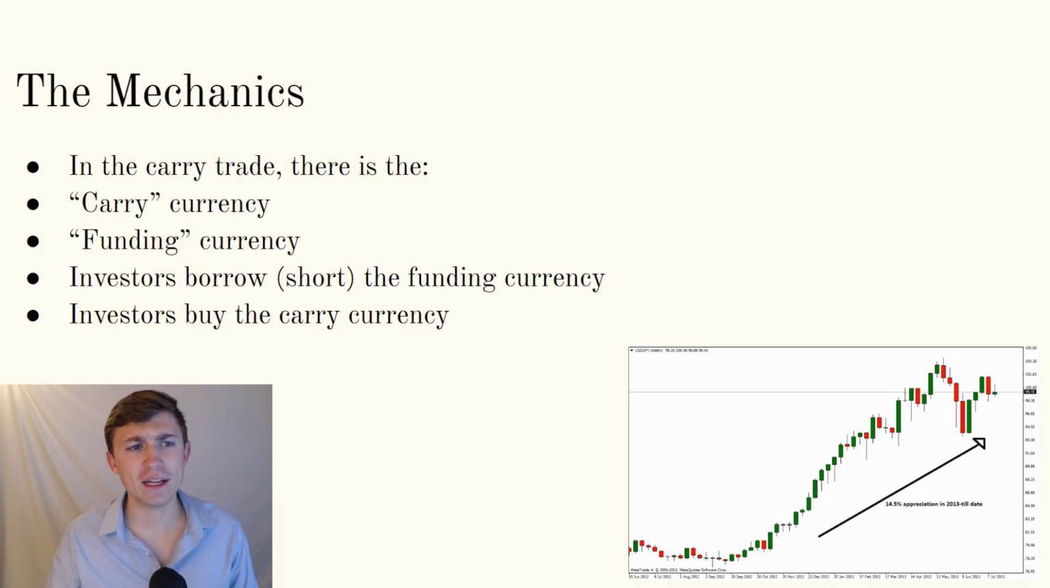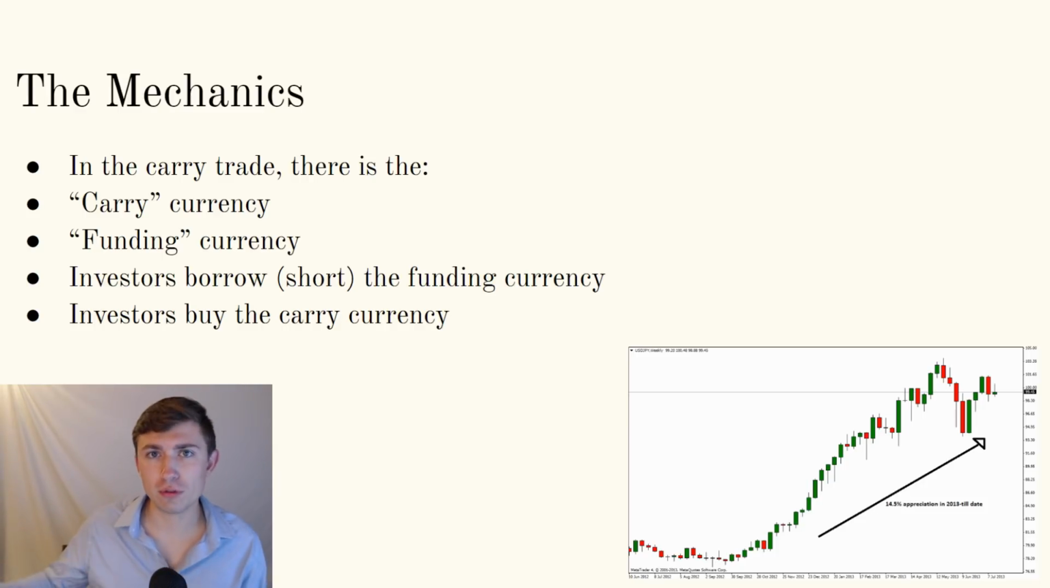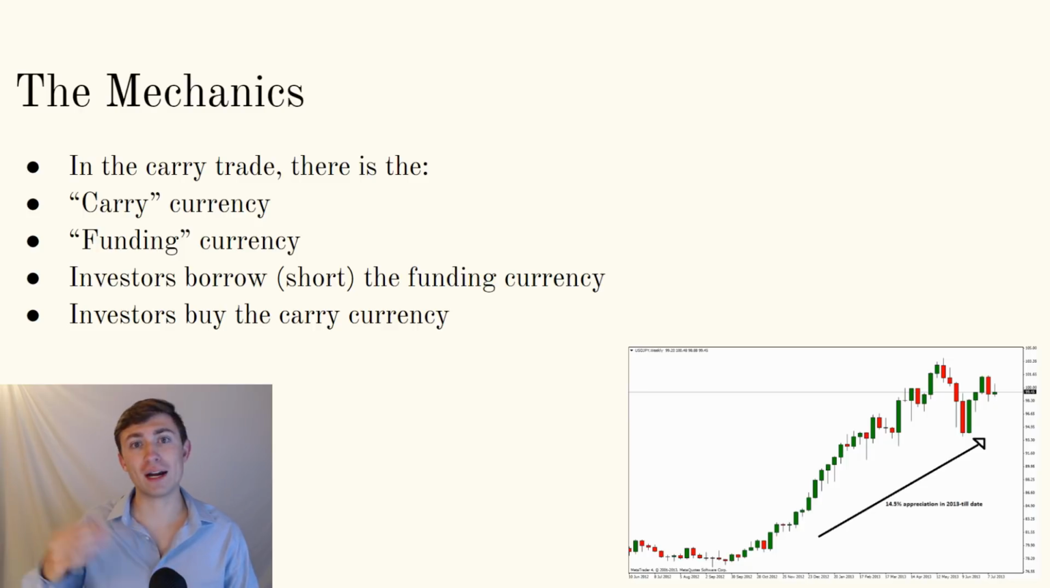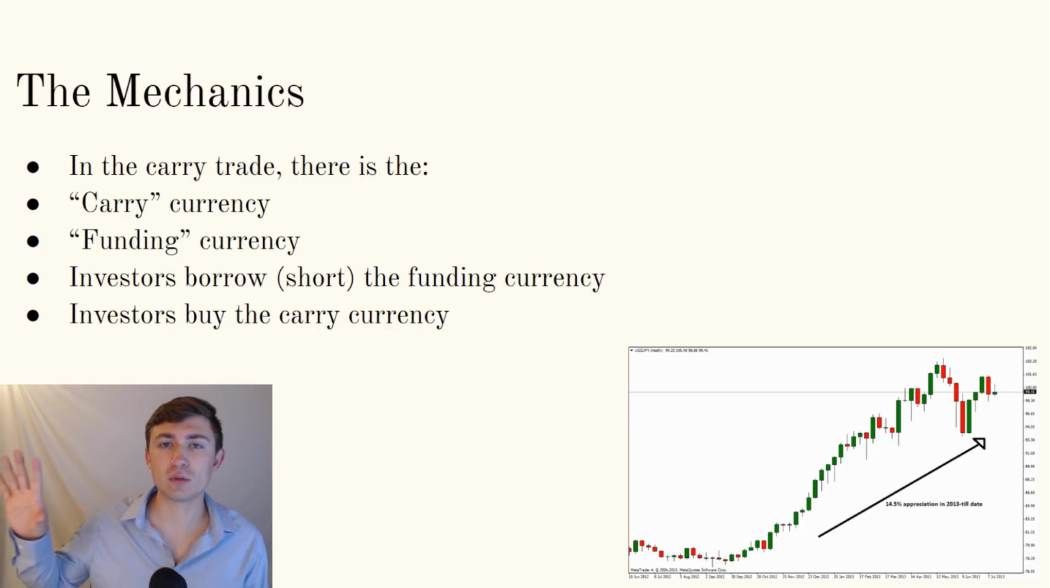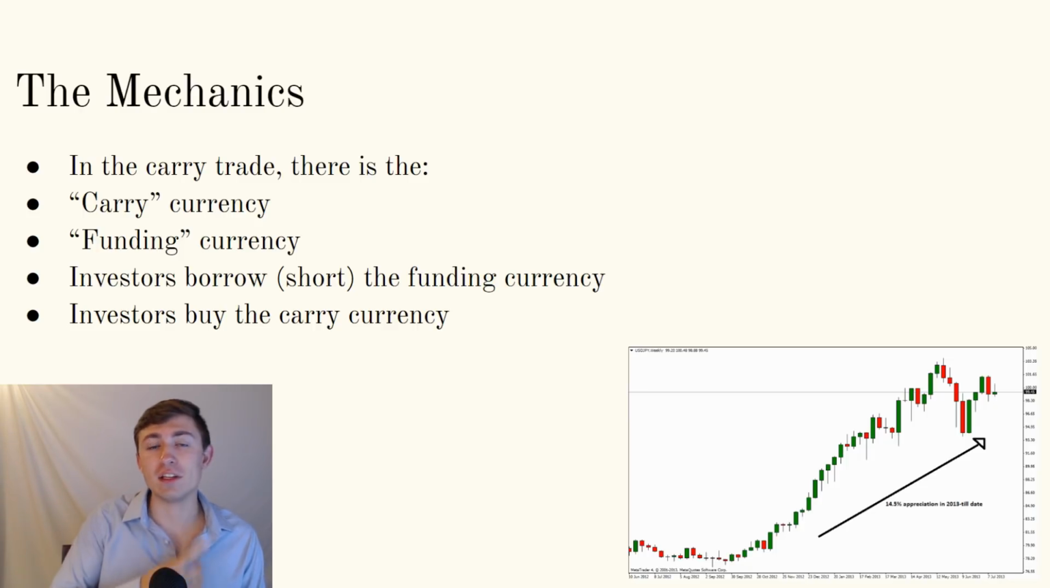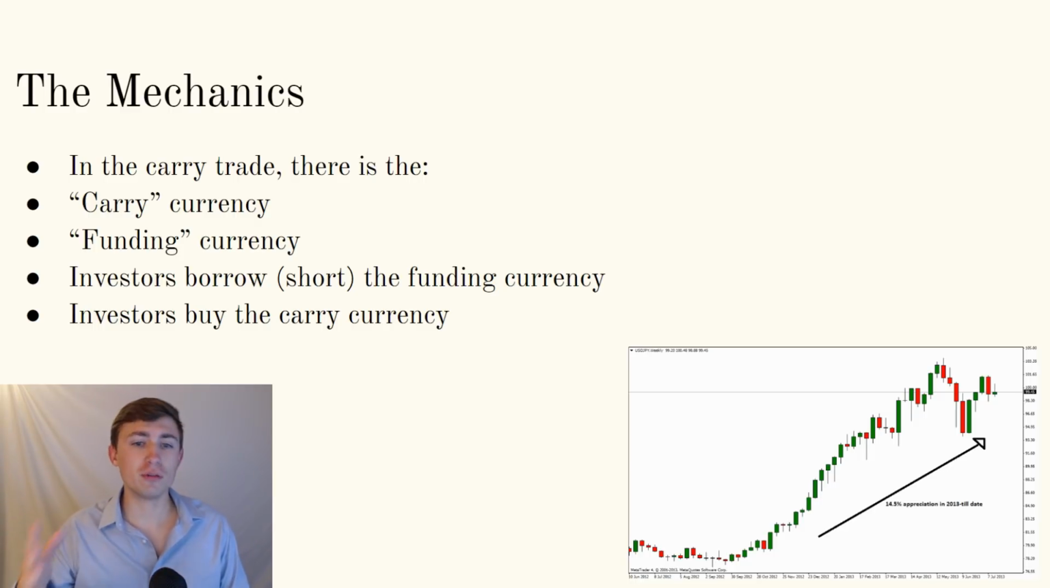In the carry trade there are two currencies. We have a currency pair, so two currencies are involved: one carry currency and one funding currency. The carry currency is the one that pays you a higher interest, so this is the one that credits you. The funding currency is what we use to buy that currency. When we're buying the USD Swiss, remember we're selling Swiss francs to buy the US dollar. So investors borrow or short the funding currency and buy the carry currency.